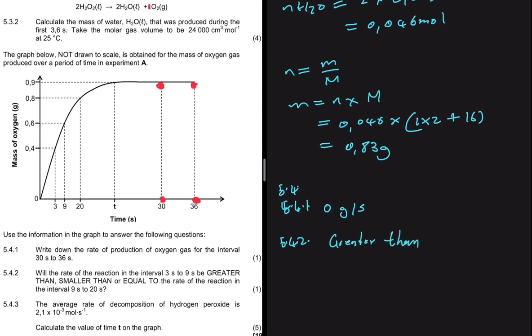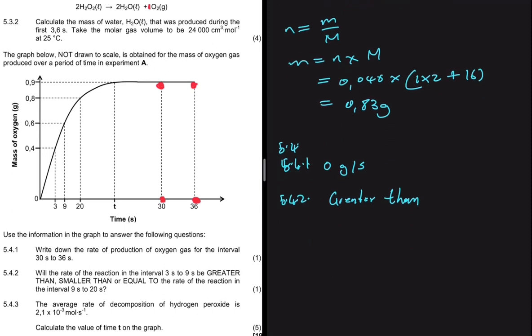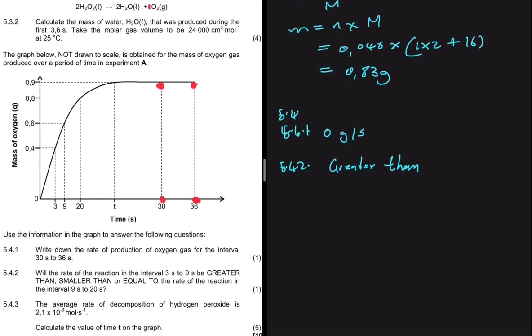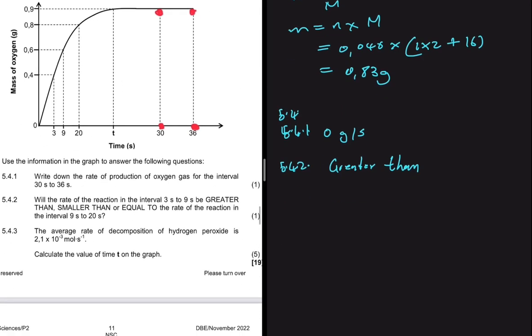The question might be, why are we saying it's going to be greater than? Let's not forget that at the start, we have a lot of concentration, right? We have a lot of number of moles. But then as the reaction goes on, we have less number of moles. And let's not forget what the collision theory says about the concentration. The higher the concentration, the higher the rate of the reaction. So as we lose number of moles, the reaction rate sort of goes down.